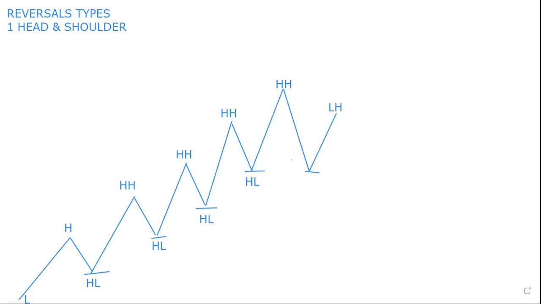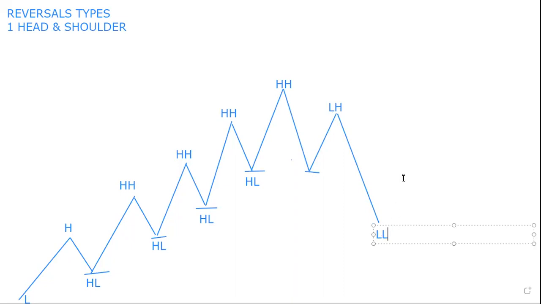Once it has formed a new lower high, you look for price to break this region. So it has broken this low to form a new what? Lower low. So we have a new low, which is a lower low in this region.